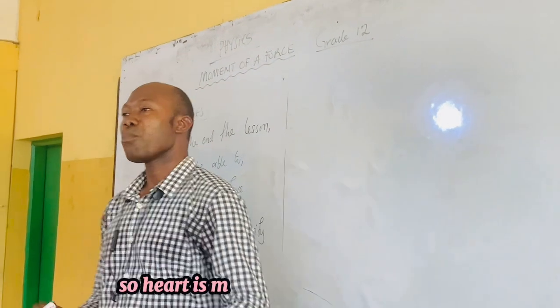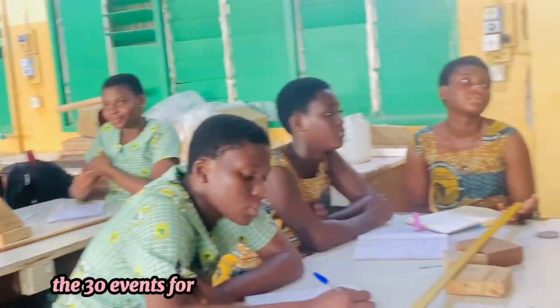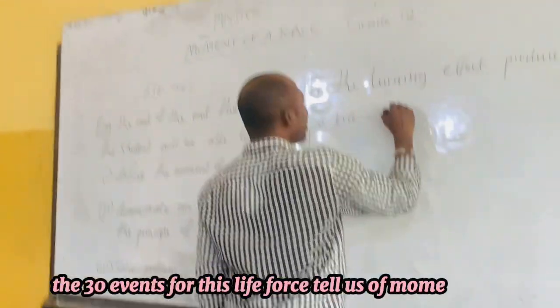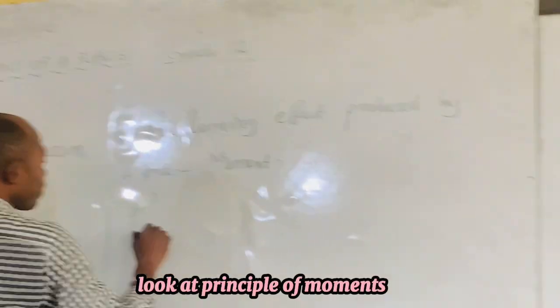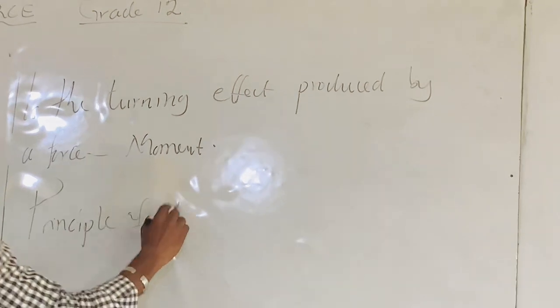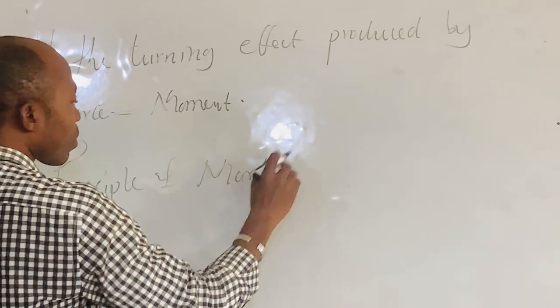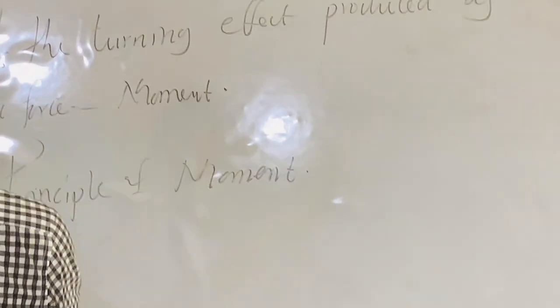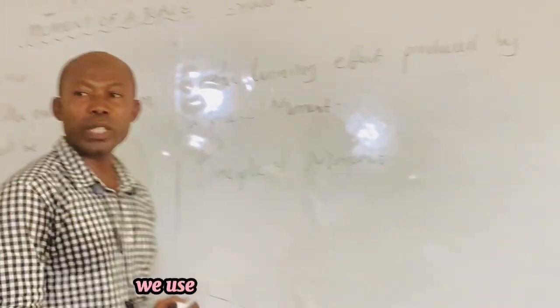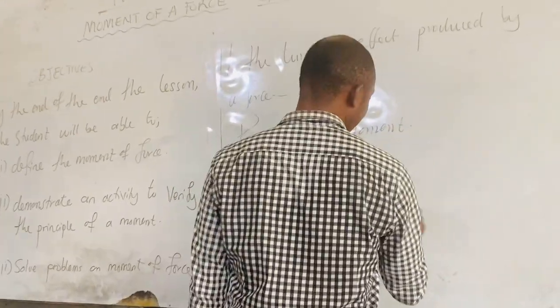So what is moment of a force? Moment of a force is defined as the turning effect of a force. The turning effect produced by a force is termed as what? Moment. Look at the principle of moments. We use the seesaw as an example.